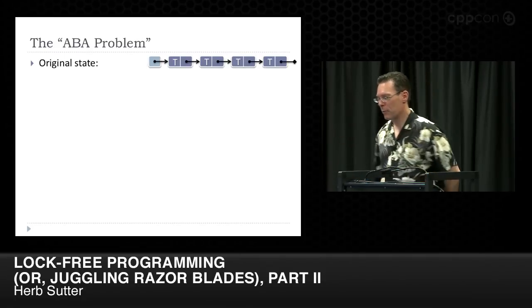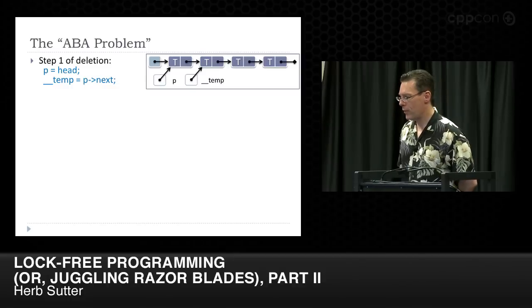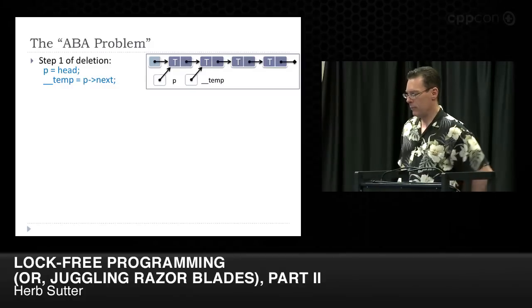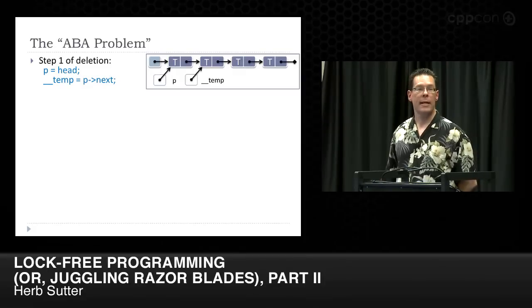Such as if you start with this original state. Then step one of deletion is we're going to load head, so let's call that p like we had in the text. And then we have that expression p arrow next, and I'll assign that to a temporary just so I can talk about the name. And look, there it is. We've got that temporary variable pointing at the second element. So we've got first and second. So far, so good.